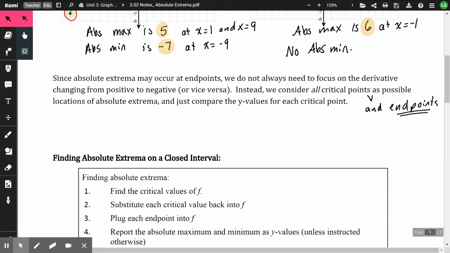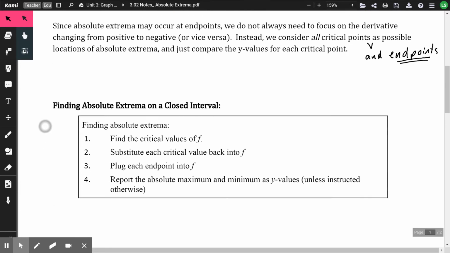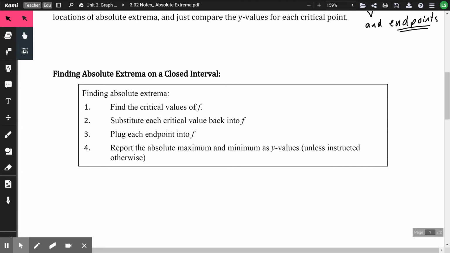And just by making a simple table, we can compare them and say which one is the highest y value and which one's the smallest y value. Here are the steps for what we're going to do with this. Finding your absolute extrema. Step 1, we're going to find the critical values of f. This is where your calculus comes into play.